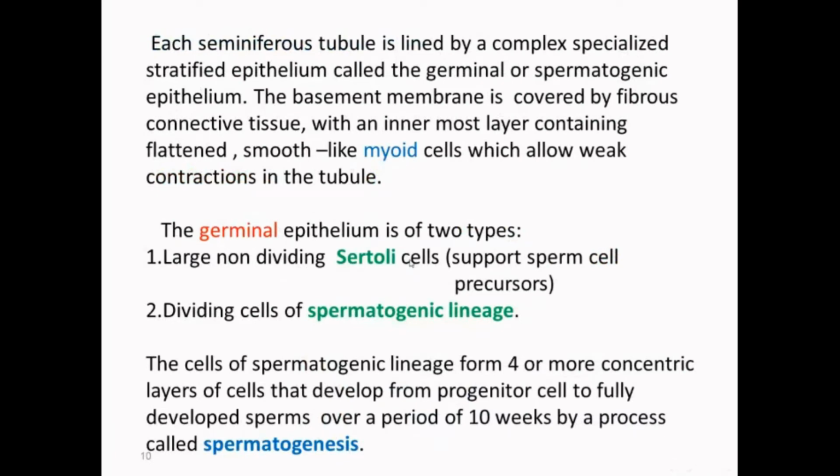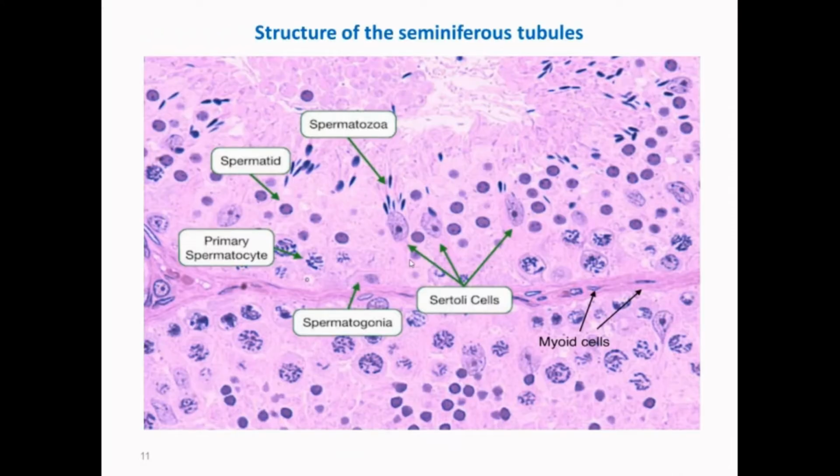Each seminiferous tubule is lined by a complex stratified epithelium, germinal epithelium or spermatogenic epithelium. Here we see the section of part of this seminiferous tubule, and the adjacent part at higher magnification, so it is not a complete tubule, only a part of it. Look here at the germinal epithelium in the adjacent tubules, and this is the lumen in this tubule. This tissue here is the interstitial tissue that lies between those two adjacent seminiferous tubules.